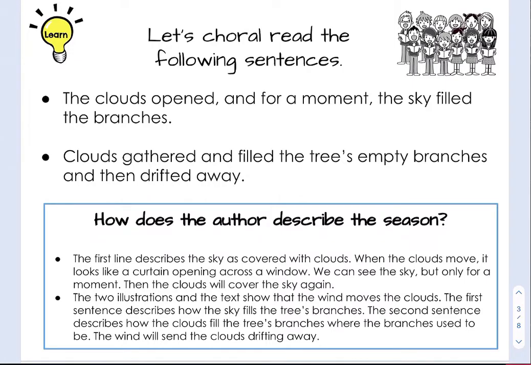Well, the first line describes the sky as covered with clouds. When the clouds move, it looks like a curtain opening across a sky. We can see the sky, but only for a moment. Then the clouds will cover the sky again. The two illustrations and the text show that the wind moves the clouds. The first sentence describes how the sky fills the tree's branches. The second sentence describes how the clouds fill the tree's branches where the branches used to be. The wind will send the clouds drifting away.